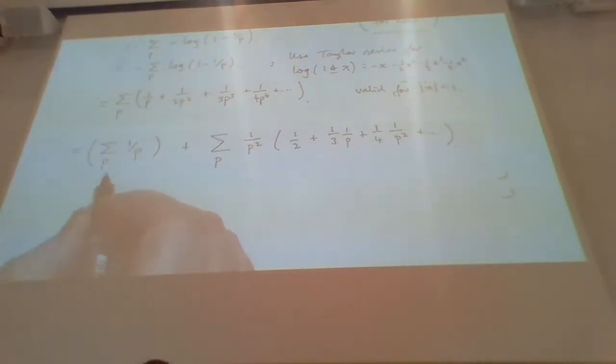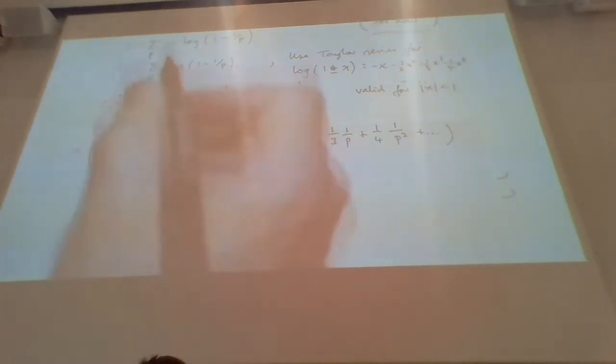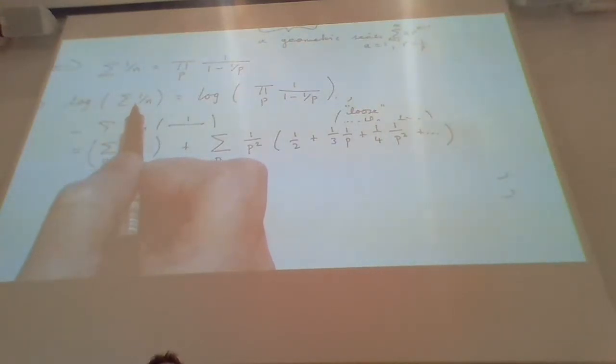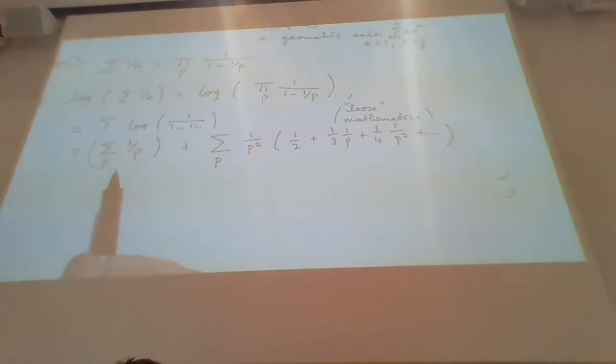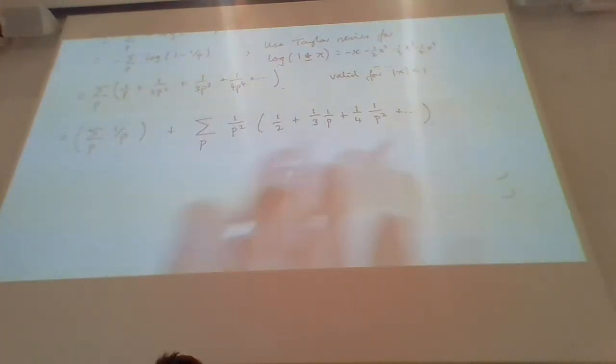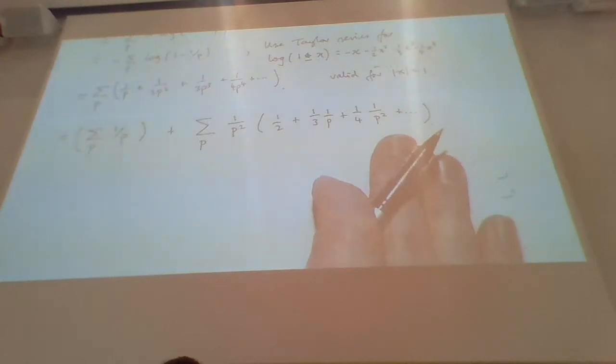Now this is what we're interested in. We want to keep this as long as we have. Remember, what's the left-hand side of this equation? The left-hand side of this equation is the logarithm of the harmonic series. Now we got our prime harmonic series here, which is nice, and we got all this stuff. We need to understand all this.